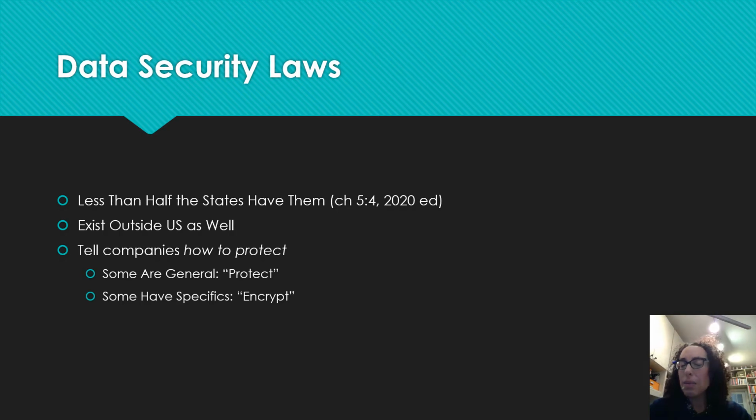The laws that exist, some of them are general and just say you should protect information, but don't really give you much direction about how you as a company would go about protecting information. Some do have specifics, like you should encrypt information that is sensitive, or information that's in motion, or information that's accessible through the internet. But again, not a lot of the states have specifics. We're going to look at this in depth in our second class. You can also look in chapter 5.4 in the 2020 edition.